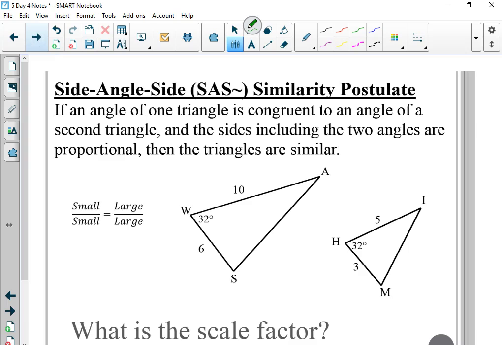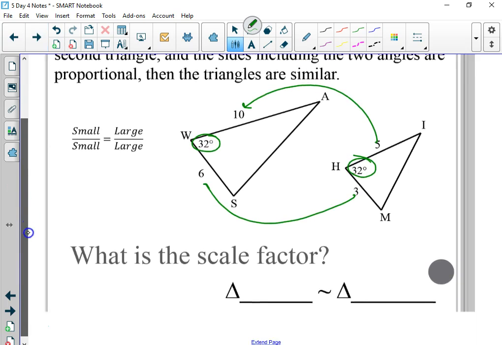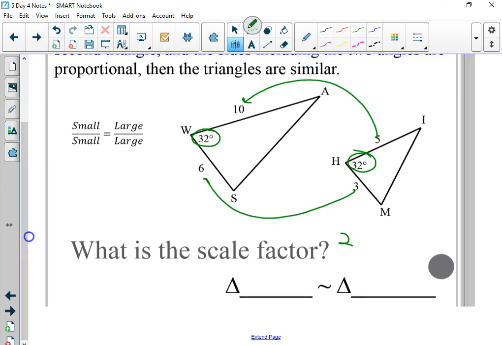We also have the side-angle-side similarity postulate. If an angle of one triangle is congruent to an angle of the second triangle, and the sides including the 2 angles are proportional, then the triangles are similar. So if you notice here, we have 32 here and here. We have a 2 to 1 ratio. The big one is double the small one for both. Or the small is half the big one. Either way. So the scale factor is 2 to 1 or 1 to 2.